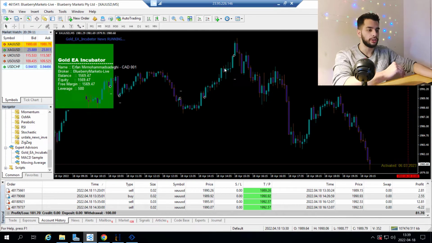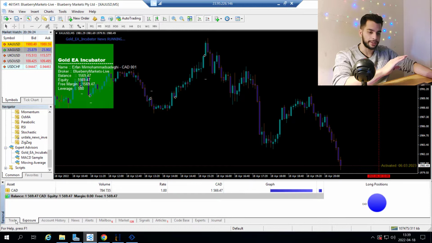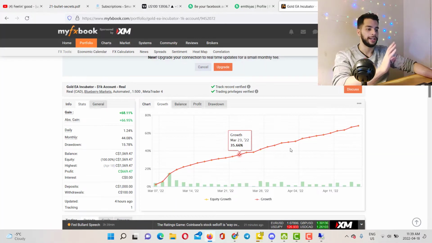As you can see, all these trades were taken, and in total we are up $180.70 since April 1st, and today's date is April 18th. So if I want to go to the trade, you can see the balance here, the account is live, everything's real, and here we are with the results.